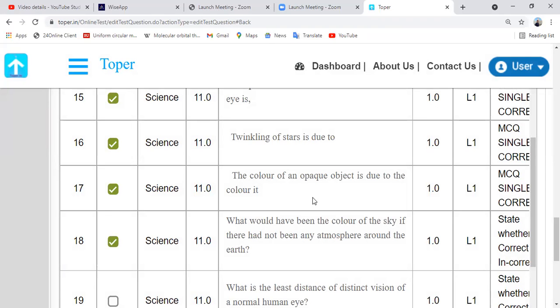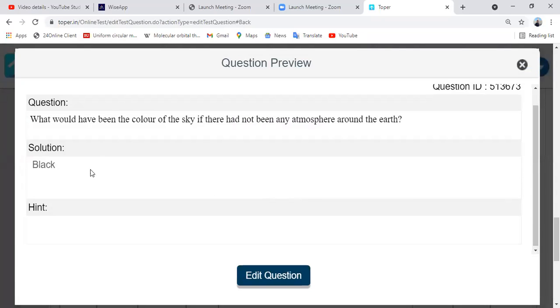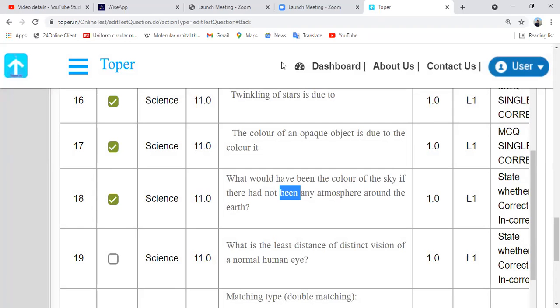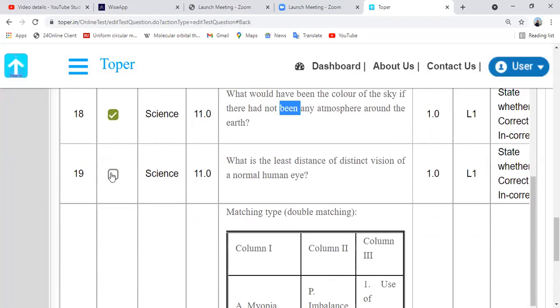Question number 18. What would have been the color of the sky if there had been no atmosphere around the earth? So black. Actually, there were no options. The answer should be black, right? Yes, black. Because the sky appears blue due to the scattering of fine particles, which means the atmosphere is present. If the atmosphere is not present, then no particles will be present, so the sky will appear black.